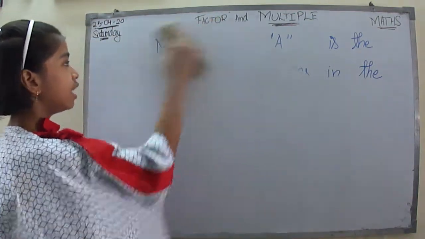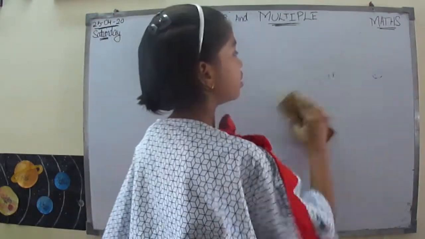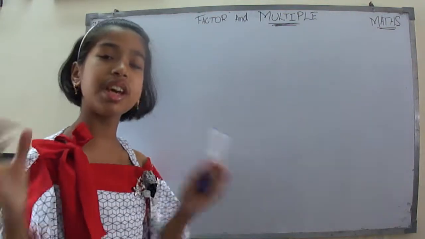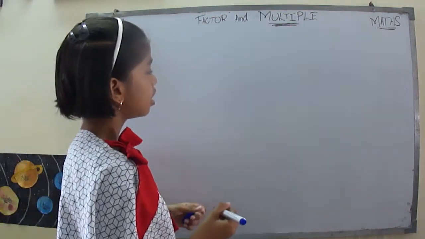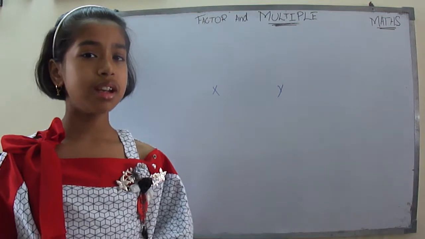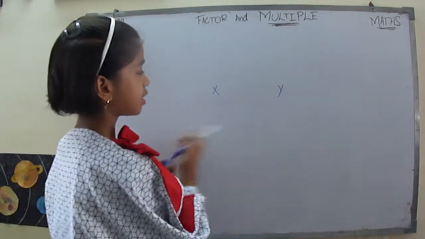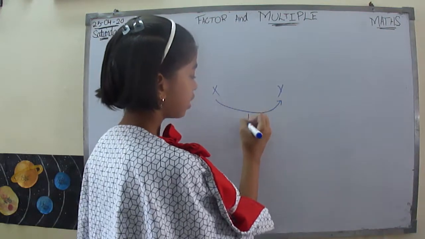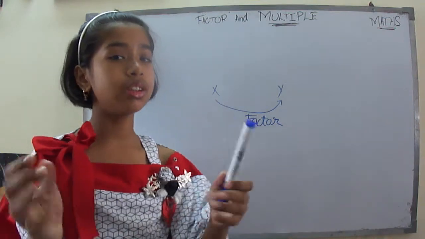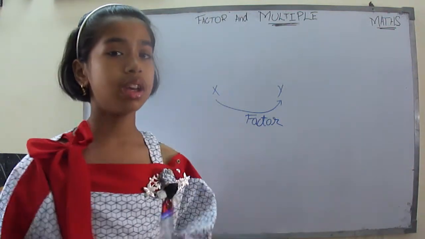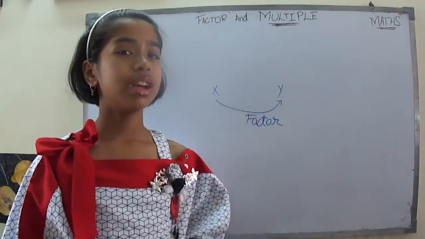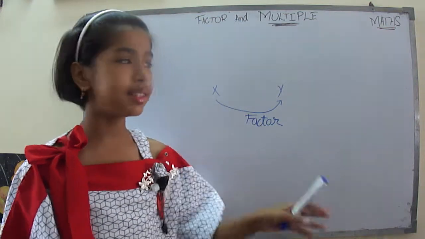So I think that you know the relation. Let me give you the relation of that also. Take the numbers A and B or X and Y. You can take any alphabet. So here I am taking X and Y. Now if I tell you that X is a factor of this Y, I don't know the number. I am not telling you the number. Here I have only X and Y. Now if I tell you that X is a factor of Y, can we say that Y is a multiple of X?